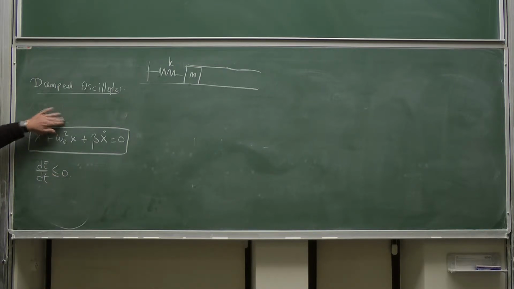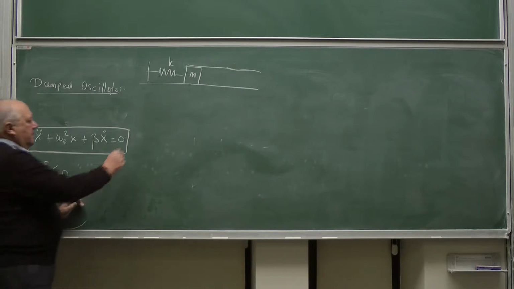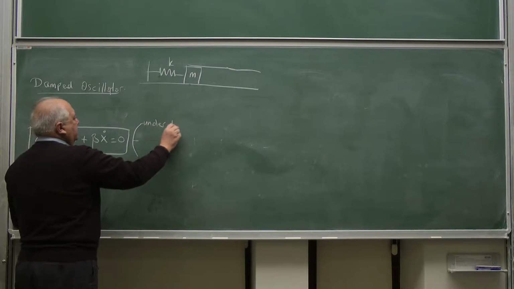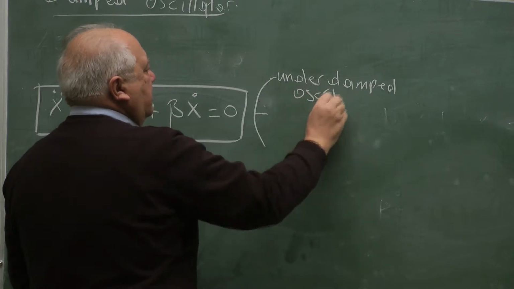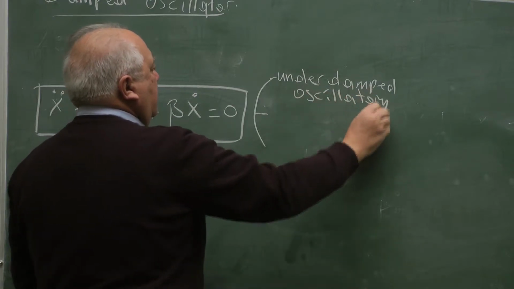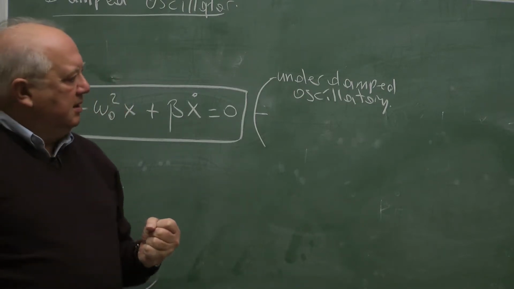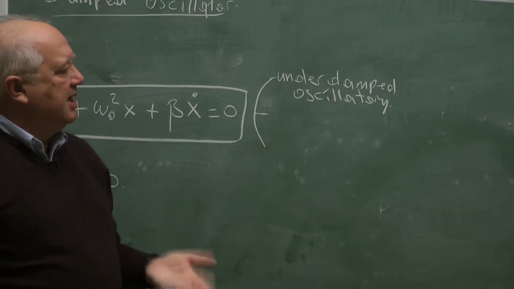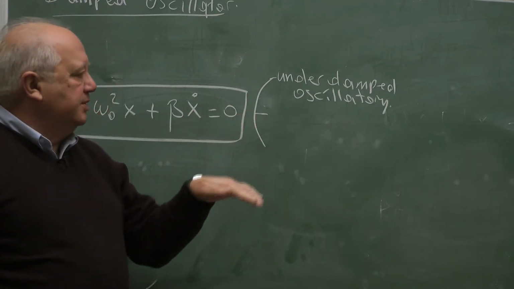Now, the solution of this equation. There are 3 cases. Let me write them. One is the underdamped, by which we mean still oscillatory, since the energy of the oscillator is intimately connected with the size of its amplitude. If it's losing energy, that means the amplitude of oscillations is getting smaller and smaller.